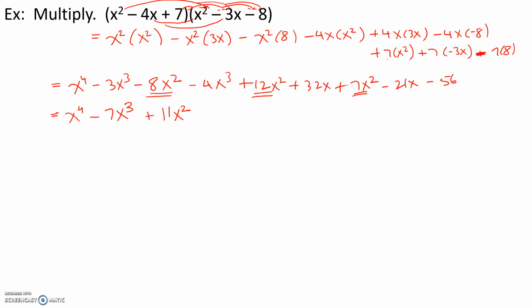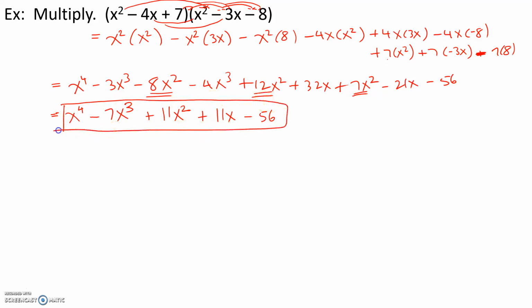Then I have a 32x minus 21x, which gives me 11x. And then finally, I have a negative 56. This is the only constant. Therefore, there are no other like terms that we can add with negative 56. So my final answer is going to be the polynomial x to the fourth minus 7x cubed plus 11x squared plus 11x minus 56.